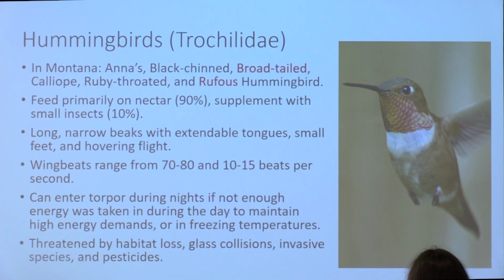Now we have hummingbirds. So we have several species of hummingbirds here in Montana, the broad-tailed and the rufous being species of concern. They feed primarily on nectar, so that's 90% of their diet, and 10% of their diet is supplemented by insects. And they can drink their entire body weight in nectar in less than a day, which, I mean, considering the smallest is 2 grams, that's not a ton of nectar, but for them, proportionate to what they are, that would be like us drinking our body weight in mango juice in less than a day. I could do it, but it would hurt.